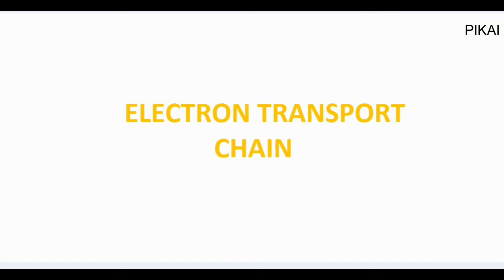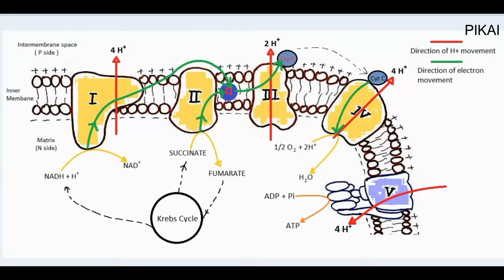In this video, we will be learning about the electron transport chain. So let's dig into it. So what exactly is the electron transport chain? It is meant to produce ATP, the adenosine triphosphate, which is the energy currency of our cell. So basically the need for this electron transport chain inside the mitochondria is to produce ATP.